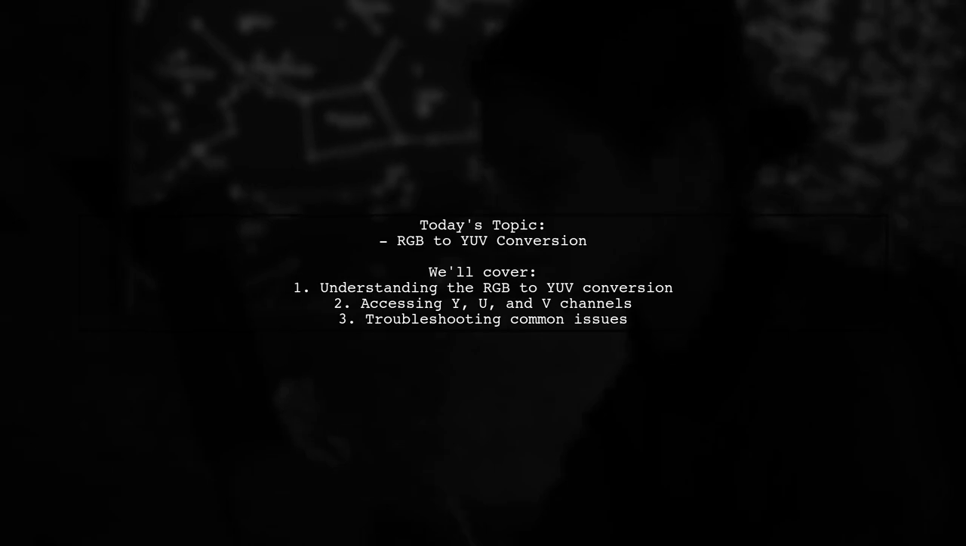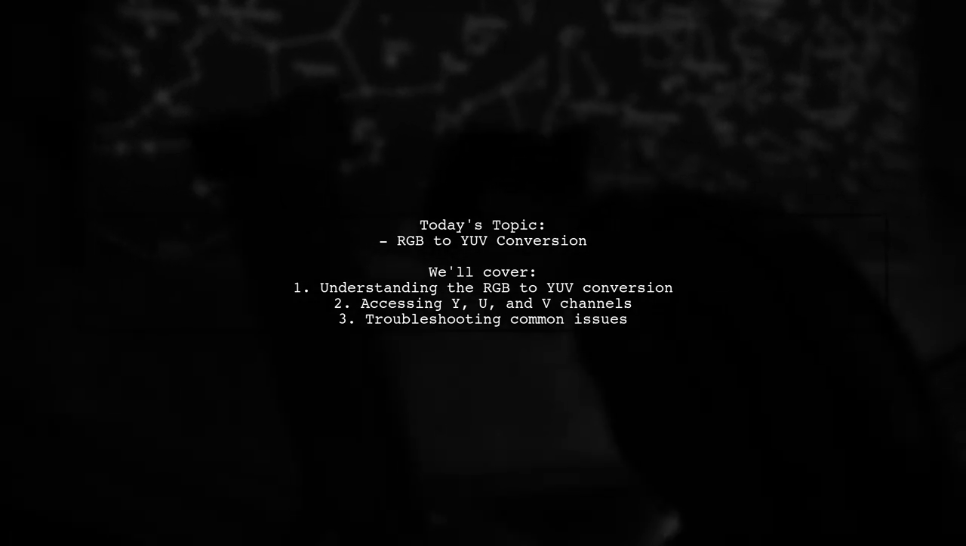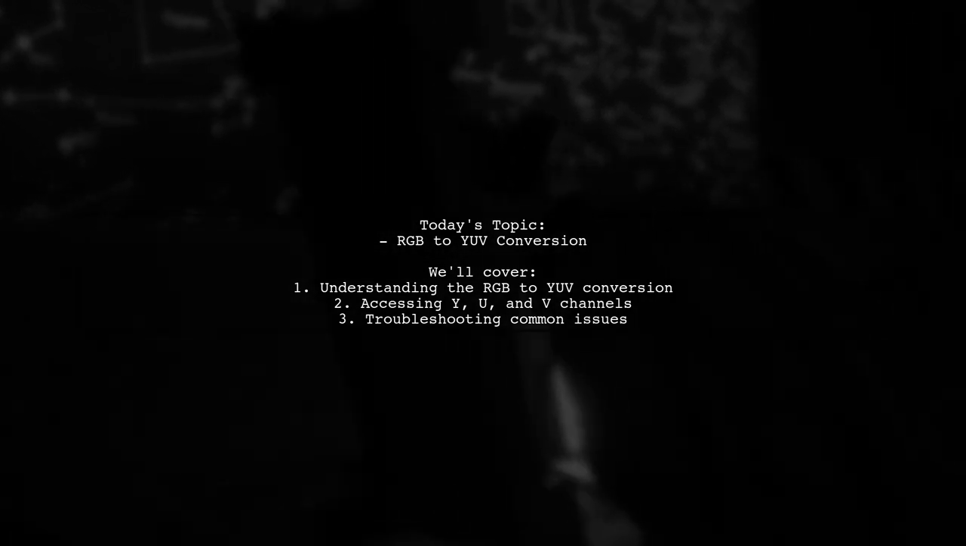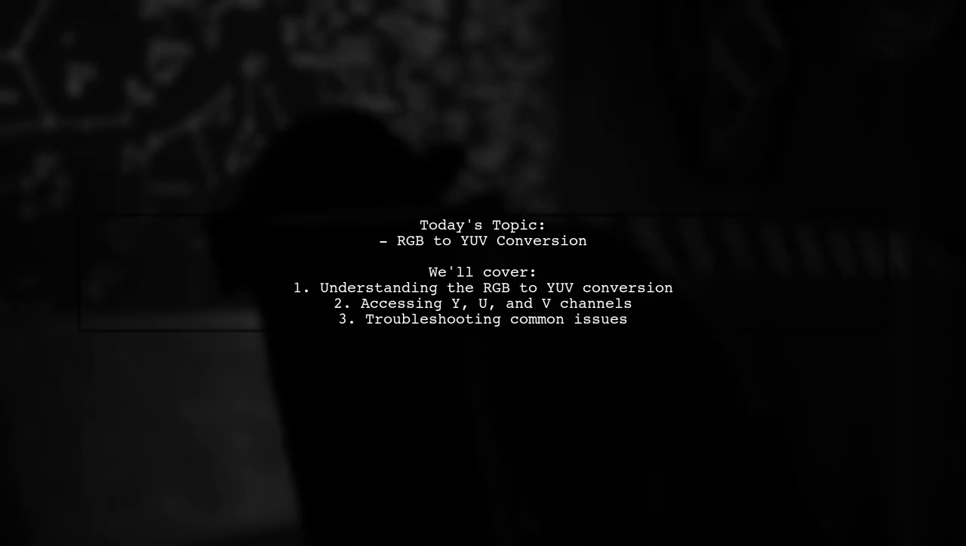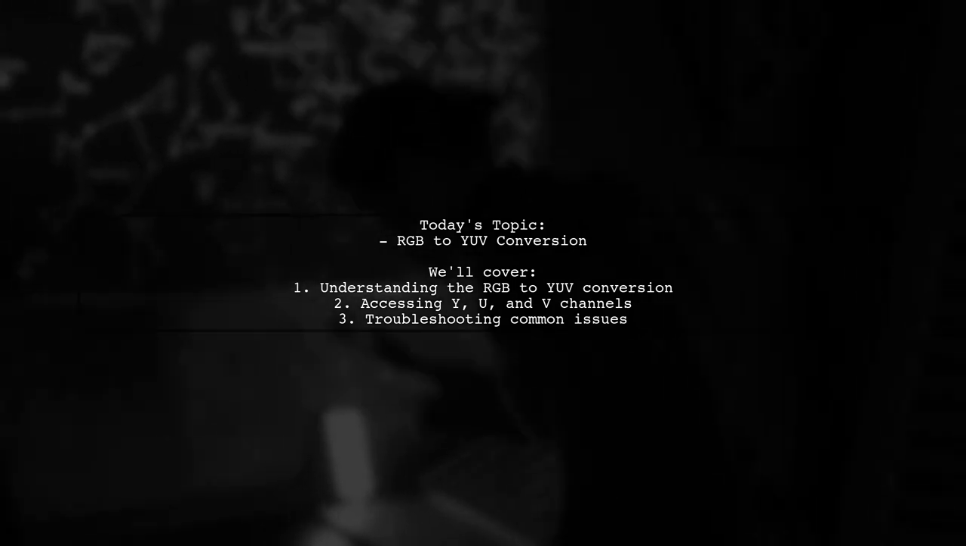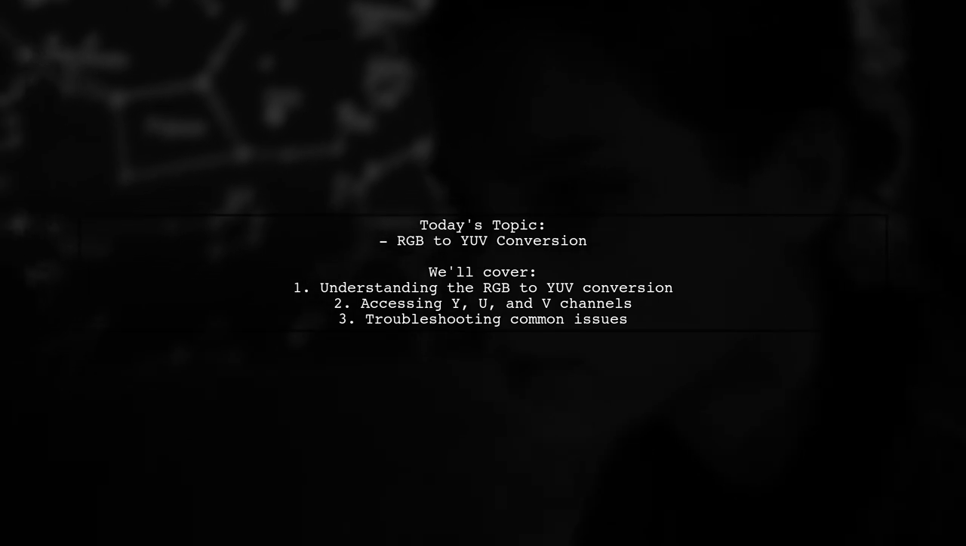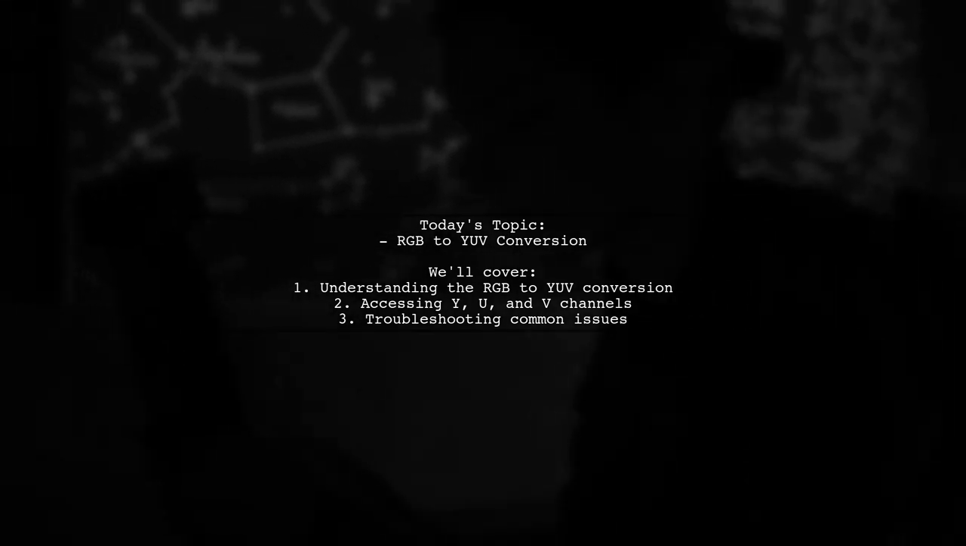Today, we're tackling a question that many developers encounter when working with image processing. Our viewer is curious about how to convert RGB images to YUV format and access the Y, U, and V channels using Python on Linux. They've tried using OpenCV, but are facing some challenges with the output. Let's dive into the details and see how we can help.